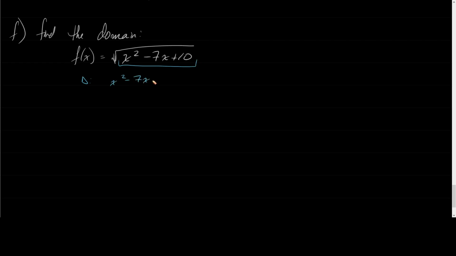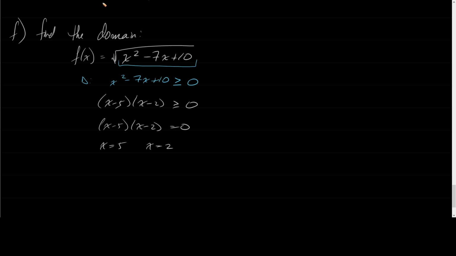So x squared minus 7x plus 10 must be greater than or equal to 0, right? Because you're allowed to have the square root of 0. But now, how do we solve this? Well, same thing as we've been doing before. Factor as much as possible. So this is x minus 5 times x minus 2 is greater than or equal to 0. And then we treat it as an equal sign. So we get x equals 5 and x equals 2.